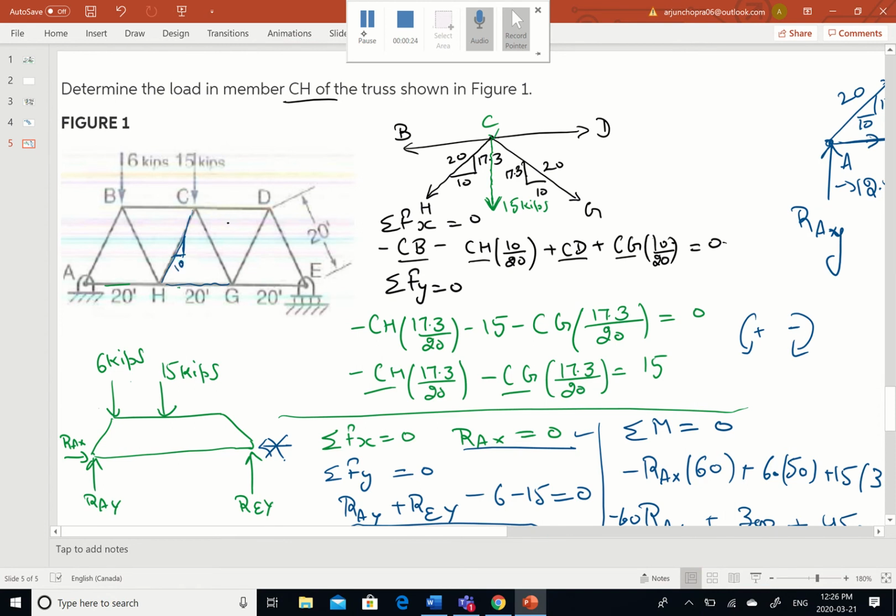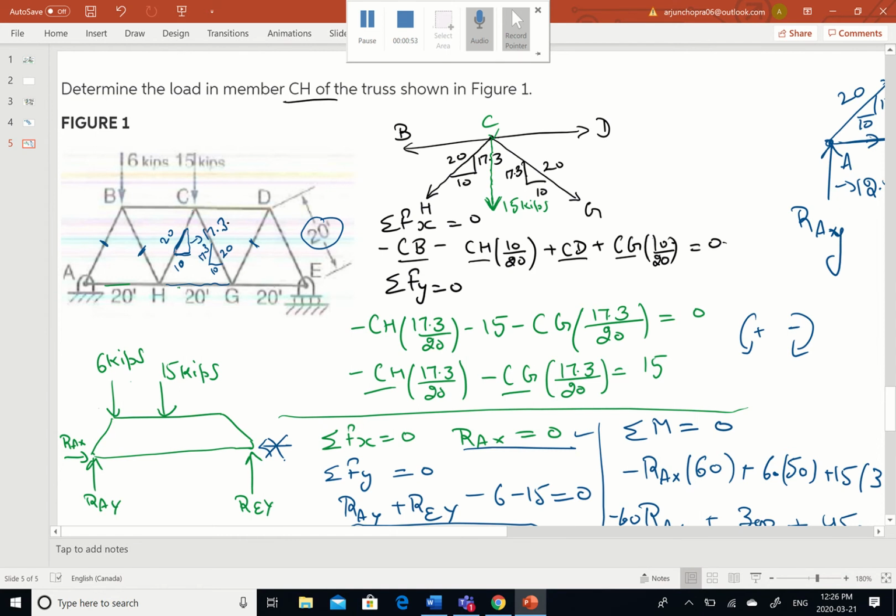The horizontal, I'm gonna erase it. I'm gonna rewrite it. So the horizontal component is 10, and the vertical component, I can take it from here. This value is given to me 20, and this value will be 17.3. And same will apply to all these members. So this vertical component is 17.3, and this is 10, this is 20, and same will apply here, same will apply here, same will apply here.